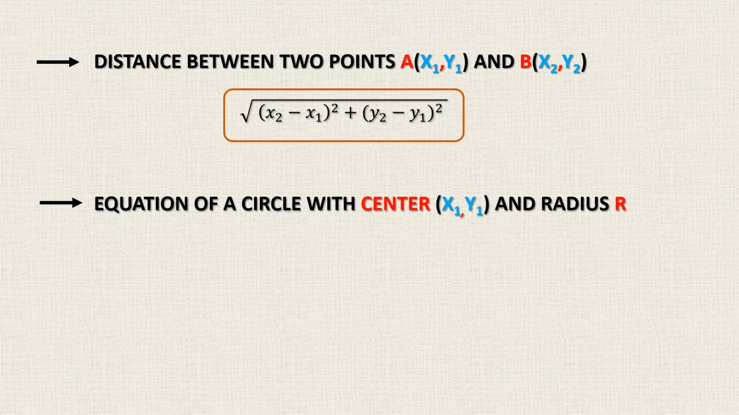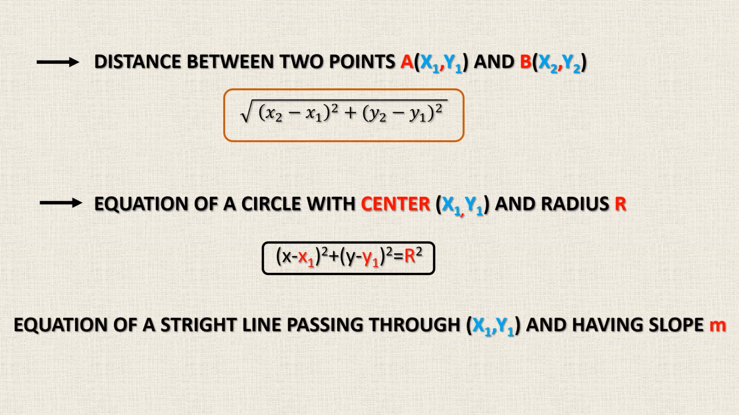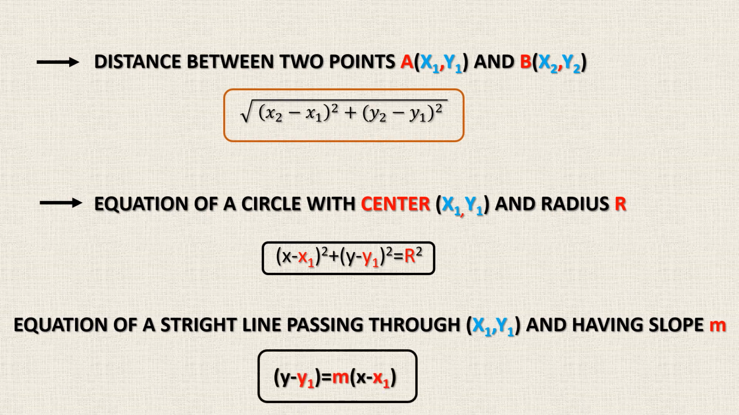Equation of a circle with the center (x1, y1) and radius r is (x minus x1) whole square plus (y minus y1) whole square equal to r square. Equation of a straight line passing through (x1, y1) and having slope m is y minus y1 equal to m times (x minus x1).